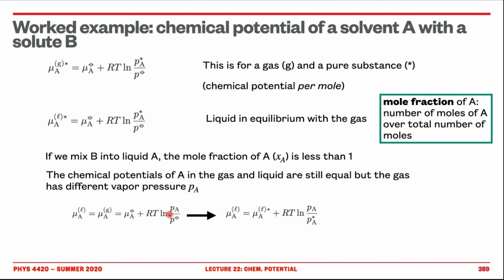And of course, using properties of the logarithm, I can simplify. I end up with this important equation: the chemical potential of the solution A in the presence of B is equal to the chemical potential of the pure solution A plus RT ln of the ratio between the partial pressure of molecules A divided by what it was when it was a pure substance.